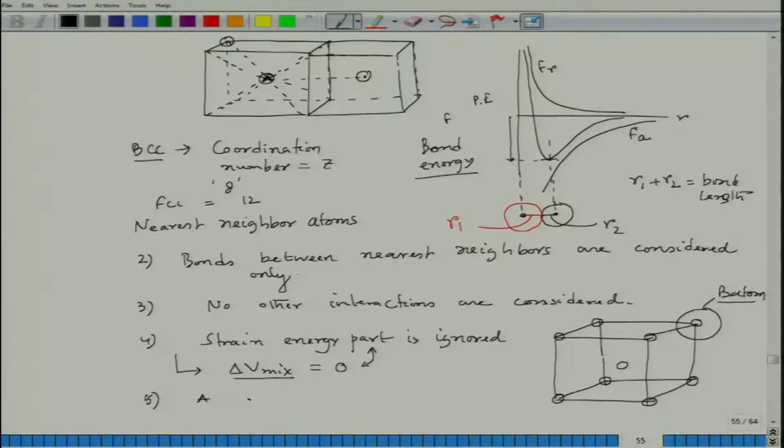And there is one more assumption we will consider, which is A and B, those are two elements, they have same crystal structure. This would help us to derive the expression for ΔHmix. On these 5 assumptions, we are going to derive the expression for ΔHmix.